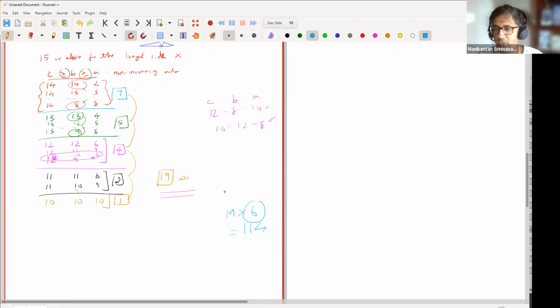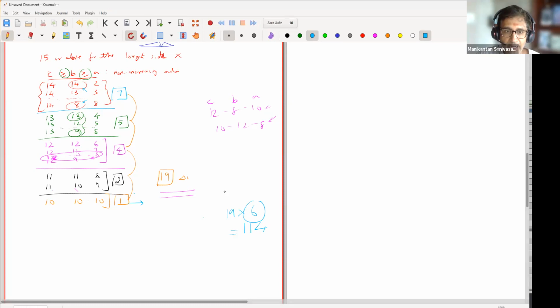Can someone tell me why it's wrong? Rachit, why is it not 19 times 6? I'll give it to Rachit and then pass it on to Sana. Yeah. I don't actually know. Okay, Sana, can you tell me? Because 10, 10, 10 will not change. Exactly. So 10, 10, 10 will still be 1. There's only one way of 10, 10, 10.